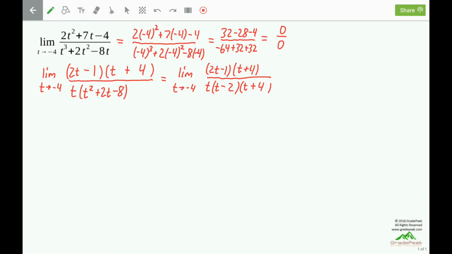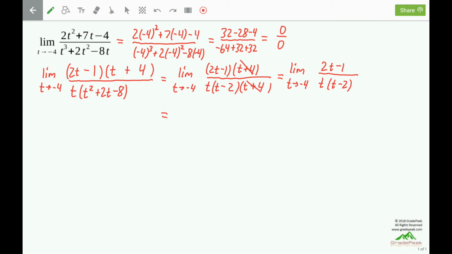The t plus 4s are what are making 0 over 0. They can now cancel, which should mean we no longer have the 0 over 0 indeterminate form happening. I would just rewrite this to 2t minus 1 in the numerator, t times t minus 2 in the denominator.